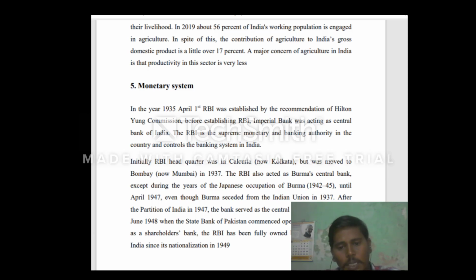This Hilton Young Commission had recommended establishing RBI by referring to a book of Dr. B.R. Ambedkar, written as The Problem of the Rupee, Its Origin and Solution, in the year 1923. So the kingpin of the establishment of the Reserve Bank of India is Dr. B.R. Ambedkar. Initially, the headquarters of the Reserve Bank of India was located in Calcutta, but in 1937 the headquarters was shifted to Mumbai.